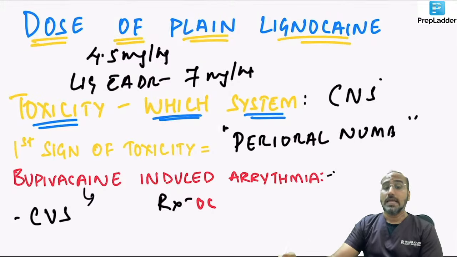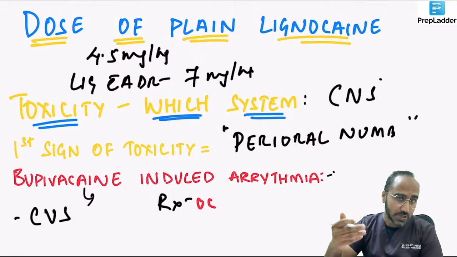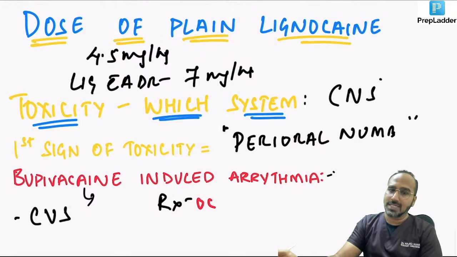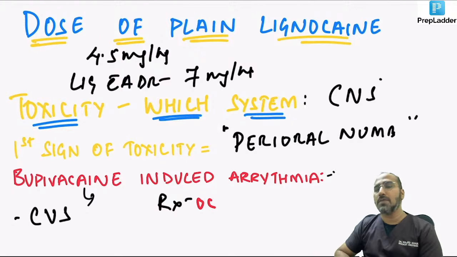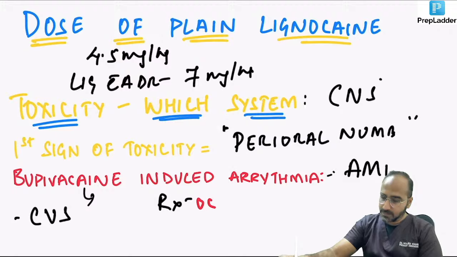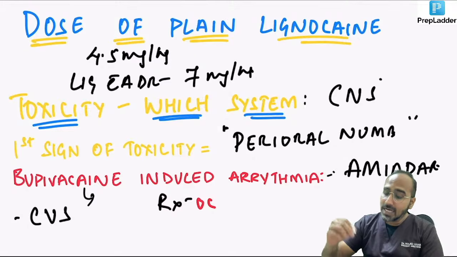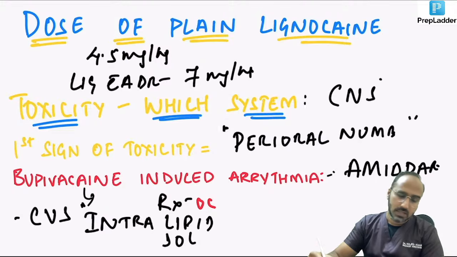If bupivacaine causes toxicity, remember guys, bupivacaine is the most cardiotoxic. If it causes toxicity, first it will produce arrhythmias. If you see arrhythmias caused by bupivacaine, the drug that you give is amiodarone. But the treatment of choice for bupivacaine or any local anesthetic toxicity is what? It remains 20% intralipid solution.